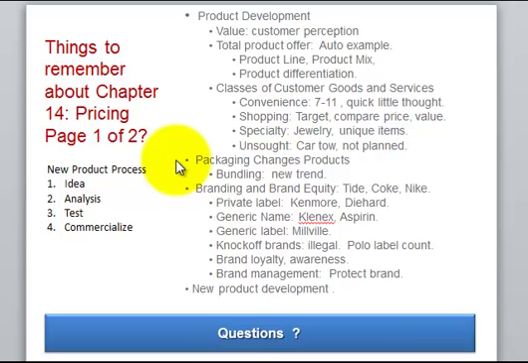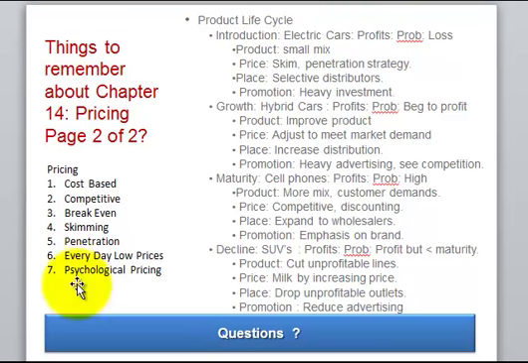There are lots of ways I can package. I can bundle it. I can brand it. Tide, Coke, Nike: very protective of the brand and the brand loyalty. And of course, I'm going to do new product development to add to the product line.